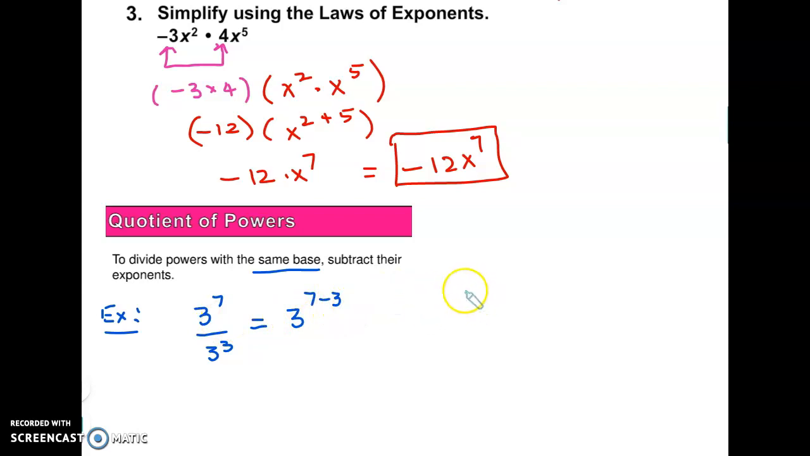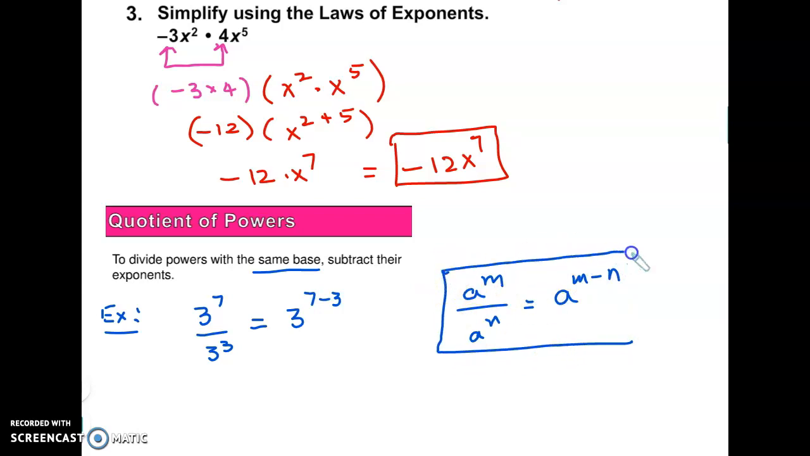So we can write as a rule, a to the m divided by a to the n. I can write it, keep the base, and then m minus n. This is the rule. And the condition, we can say a not equal to 0.